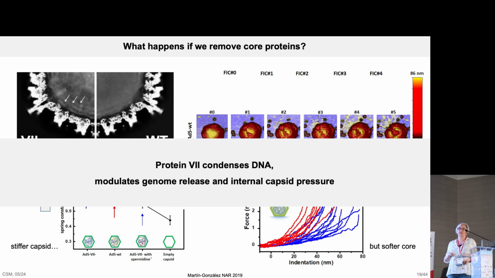Then we again looked at the internal pressure of these particles. Particles without protein 7 are the stiffest, and when we add spermidine, they decrease their stiffness, so we are decreasing the internal pressure. And the same thing with the core. When 7 is not there, we can reach with the AFM tip much deeper in the core, telling us again that this core is less condensed. So this is telling us that yes, protein 7 is condensing the DNA, and it's actually modulating genome release and internal capsid pressure.